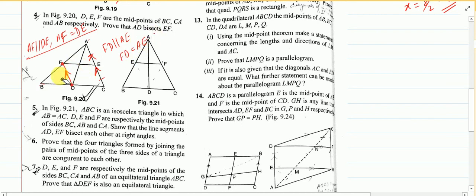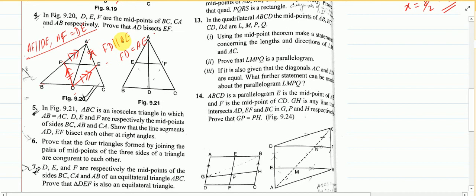So what is happening actually, once we join DF and DE, FD is parallel to AE and DE is parallel to AF. Plus AF is equal to DE and FD is equal to AE. So we are getting a parallelogram. AFDE is a parallelogram because opposite sides are equal and parallel. In a parallelogram the diagonals bisect each other, so therefore we are able to prove that AD bisects FE. Okay, so this was the explanation.